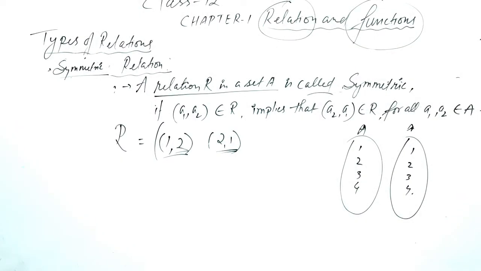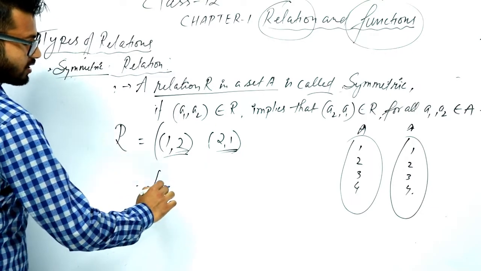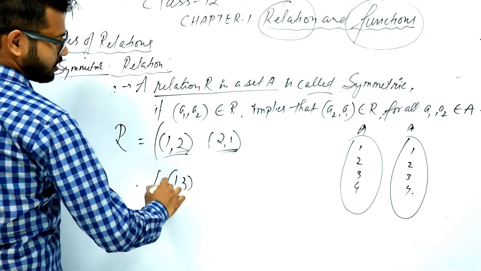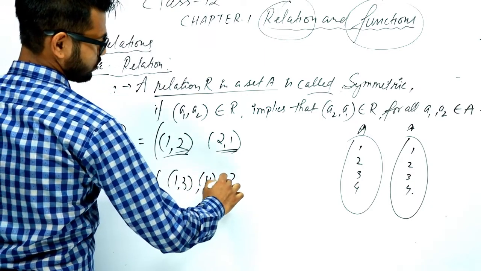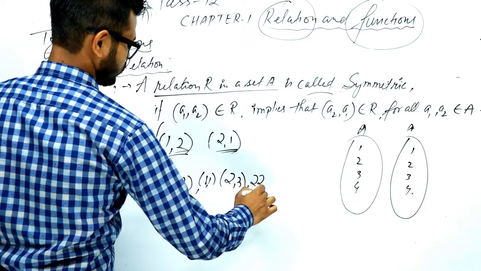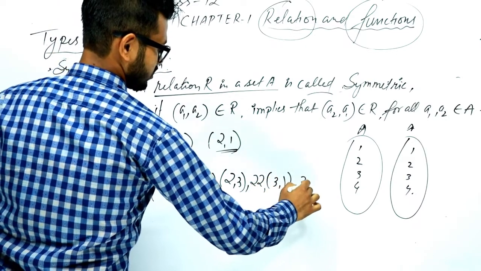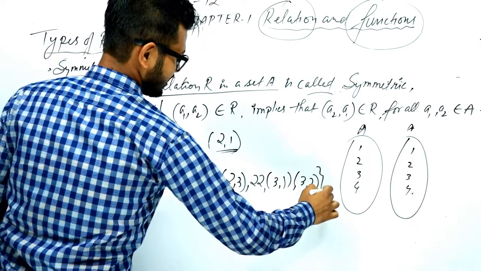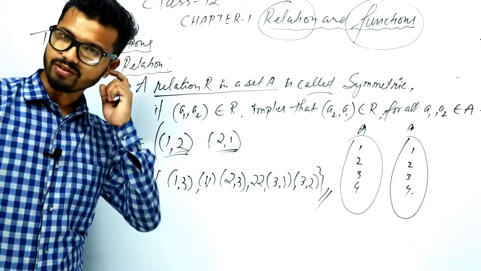Let me give you some more examples to make you understand much better. There is an example given. Suppose consider (1, 3), (1, 1), (2, 3), (2, 2), (3, 1), (3, 2). Is this a symmetric relation? What do you say?